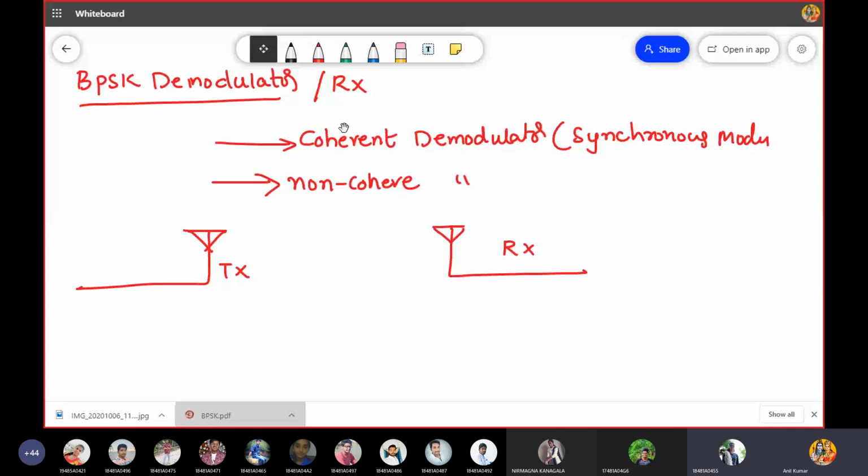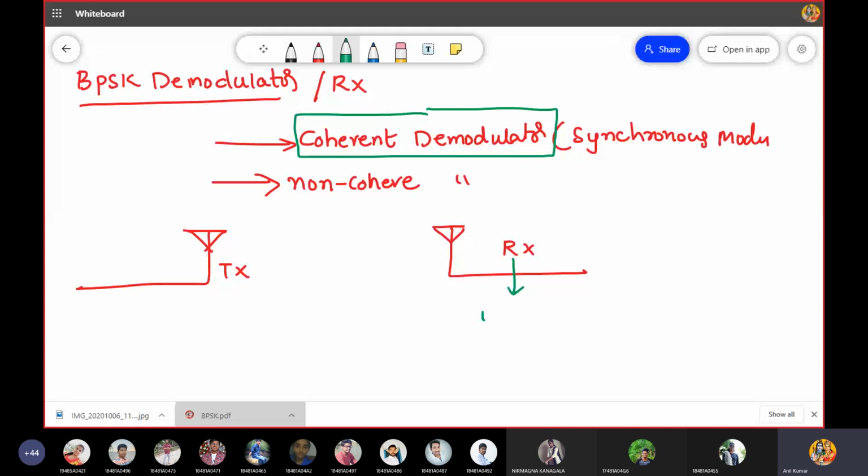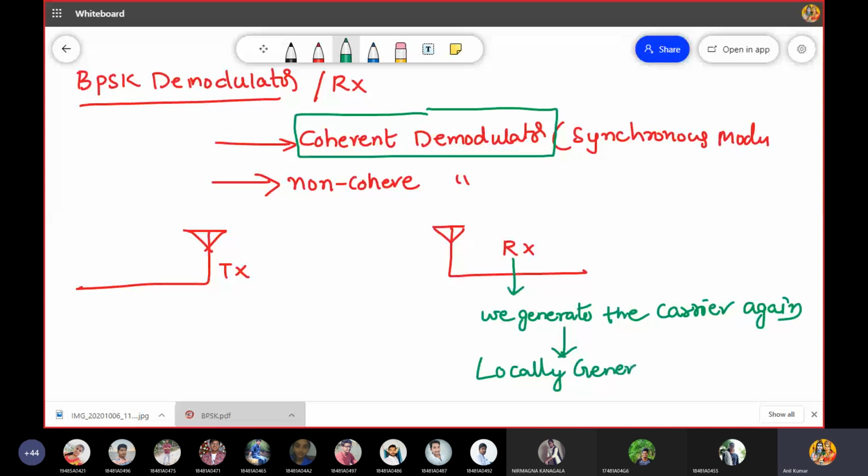Right, so all of you please look at this one. I'm concentrating on coherent demodulation. I will highlight this with the green ink. In coherent demodulation, in the receiver we generate the carrier again, and it is called the locally generated carrier signal. Is it okay?